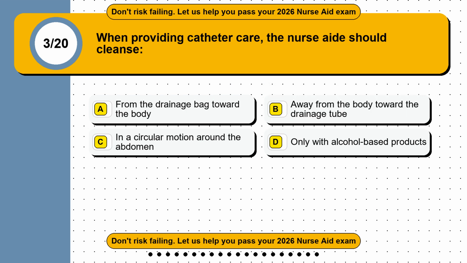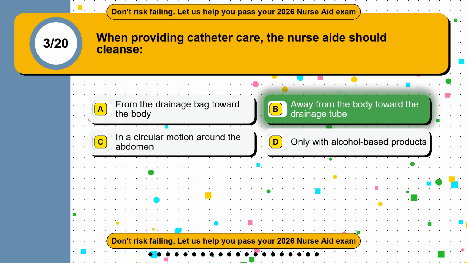Question 3. When providing catheter care, the nurse aide should cleanse: Option A, from the drainage bag toward the body. Option B, away from the body toward the drainage tube. Option C, in a circular motion around the abdomen. Option D, only with alcohol-based products. The correct answer is option B, away from the body toward the drainage tube.